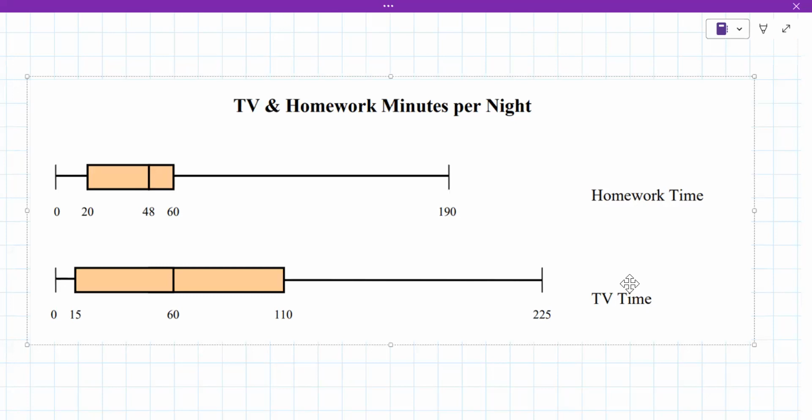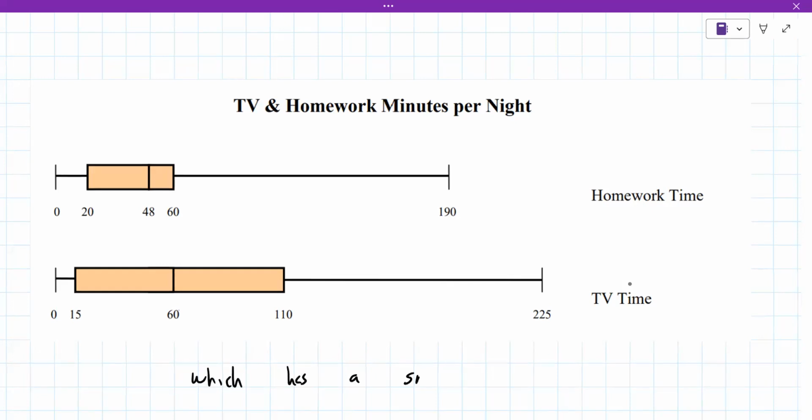TV time. Yes, right. 60 versus 48. Okay. Which has a smaller min? They're the same. So both are the same. Fantastic. Okay.